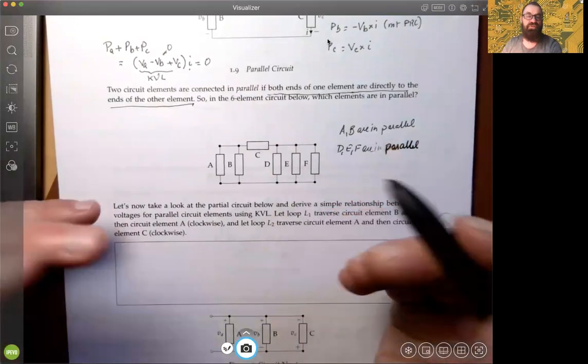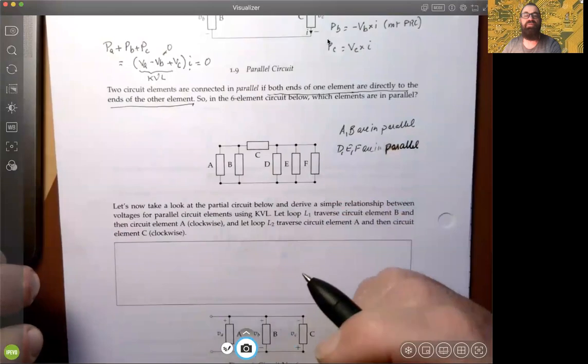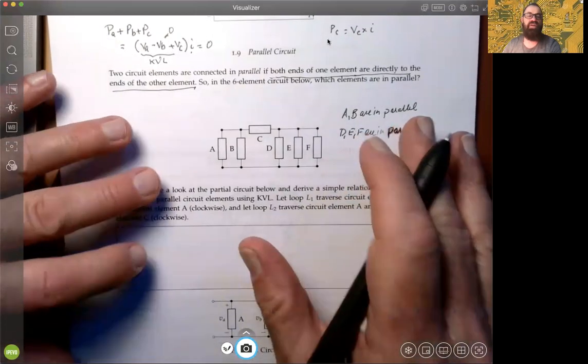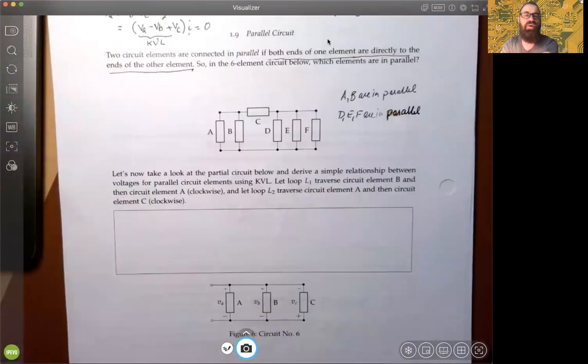So there's two sets of parallel circuit elements, right? Now we're going to look at a partial circuit below and then look at the relationship between voltages when your circuit elements are in parallel. Remember, you had the same current flowing through elements in series. What will we find out about voltages in the case of parallelism of circuit elements?